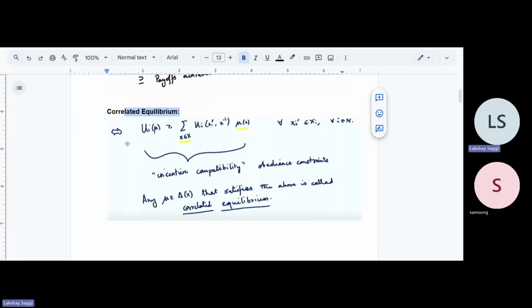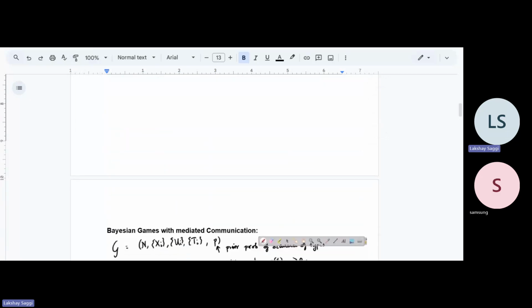And this constraint can be written mathematically also: the utility for any player when he or she buys into the mediator strategy is greater than or equal to the utility of that player if he or she deviates from the mediator strategy. So the player has no incentive to deviate from the mediator strategy. And this is also called incentive compatibility or obedience constraints, because the player is being obedient to what the mediator is saying. And this kind of setting is called correlated equilibrium.